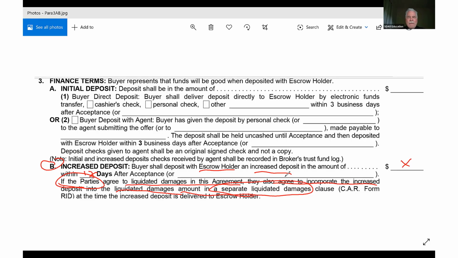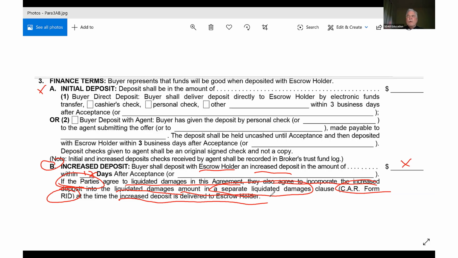And the point is this: if everybody has agreed to liquidated damages, then it only applies to the initial deposit. If you want the increased deposit to also have the liquidated damages provision applied to it, then you have to use the separate CAR form RID. RID stands for receipt for increased deposit. Okay, that's what that stands for. At the time the increased deposit is delivered to the escrow holder.